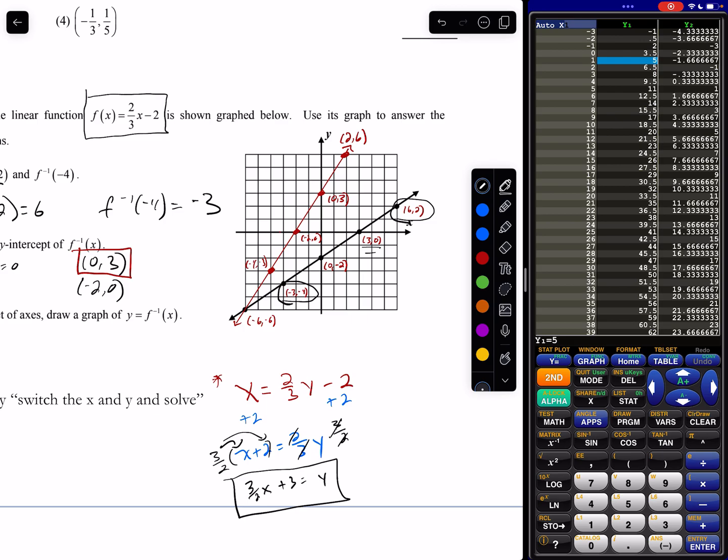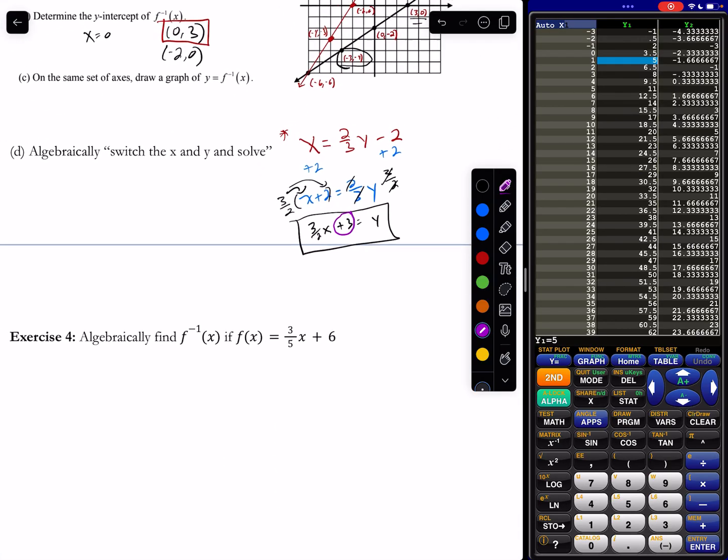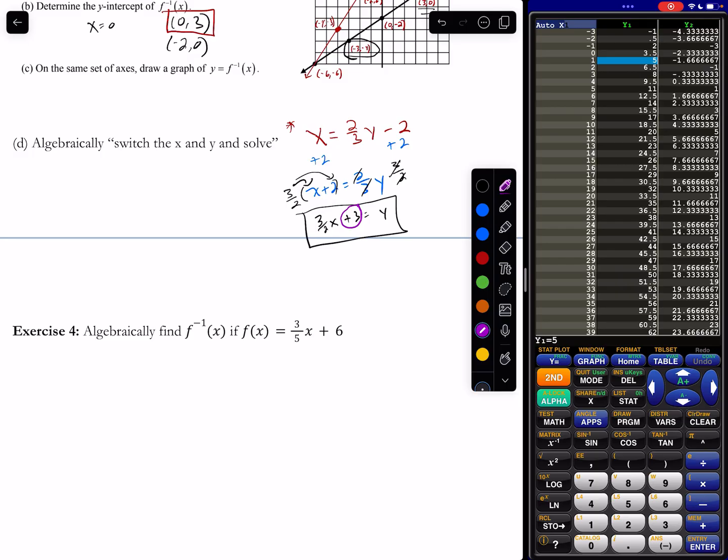And very clearly here, what works out nicely, you can see there's the y-intercept, and you can see there's the y-intercept up there. Okay? So in short, just really quickly, what you need to know, if you want to find an inverse of a function, you're just going to switch the x and y.